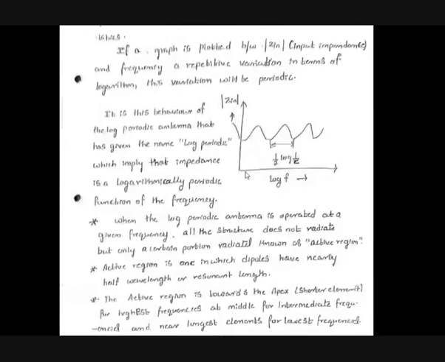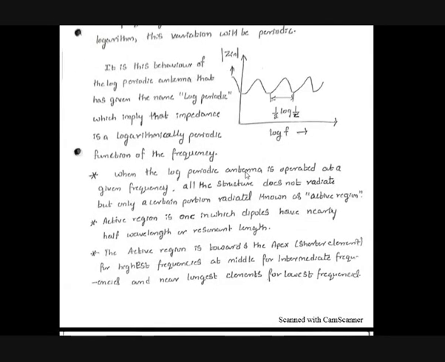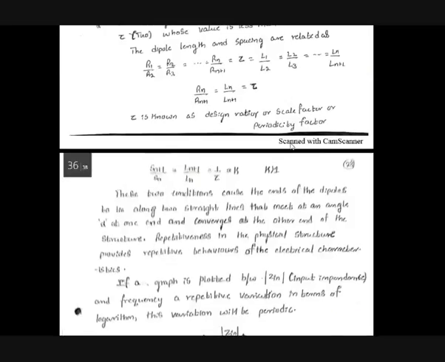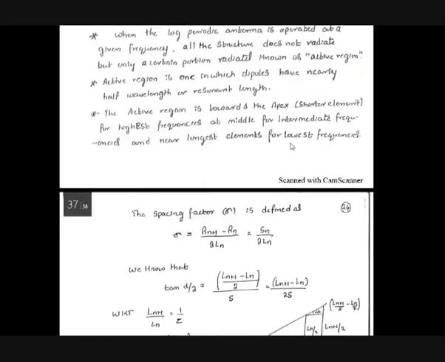Now the active region is the one whose length of the dipoles we are using is equivalent to lambda by 2, or you can say it is having the resonant length. Remember, the shorter the element, the higher the frequency; the longer the element, the lower the frequency. So you can consider that this part will be having the highest frequency and this will be having the middle, or intermediate, frequency. And as and when the length of the wire increases, the frequency is going to be reduced.